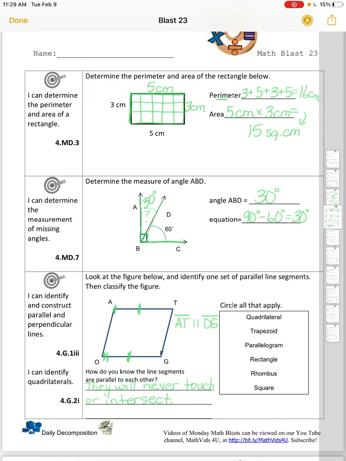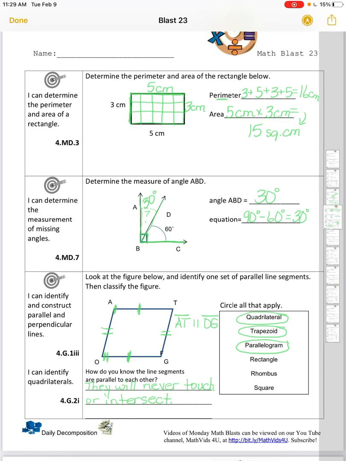Circle all that apply. We have a quadrilateral, it's 4 sides. It's a trapezoid because it has at least one pair of parallel sides. It is a parallelogram because we've identified one pair of parallel sides, but guess what? Here's another pair of parallel sides. A rectangle has 4 right angles, so it is not a rectangle.